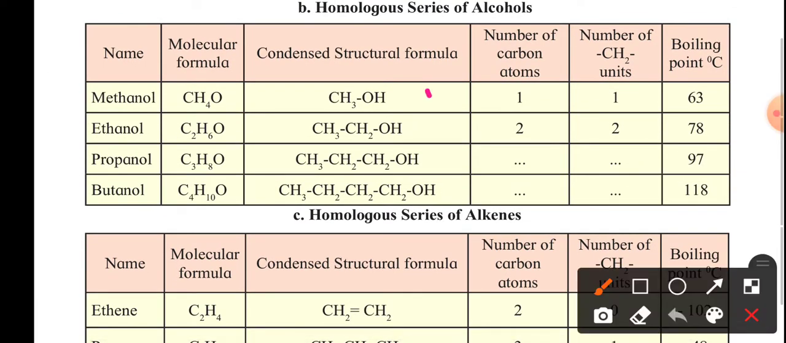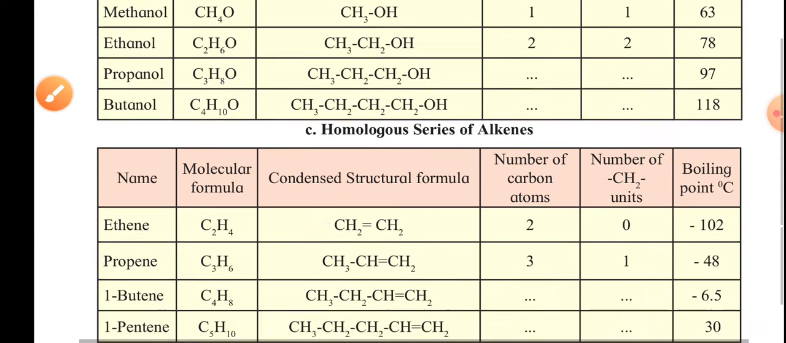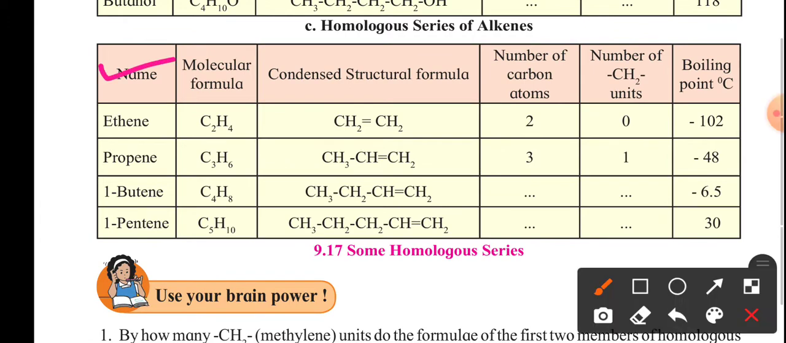You can see, just now I talked about this, so you can complete this table according to that. Same with the homologous series of the alkenes, they have given ethene, propene, 1-butene and 1-pentene.